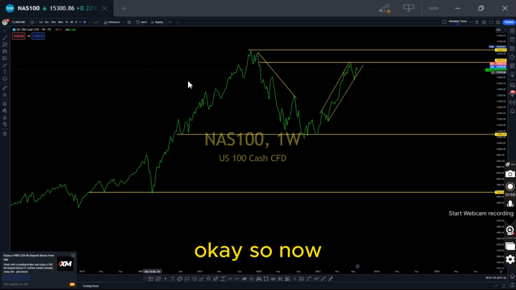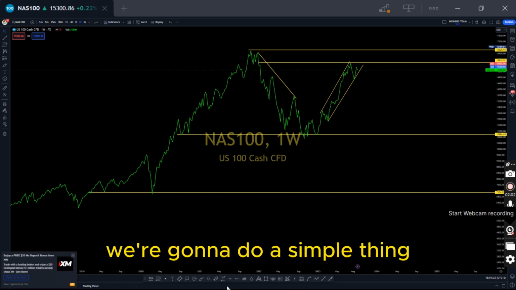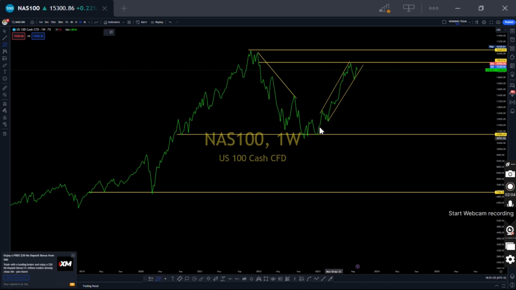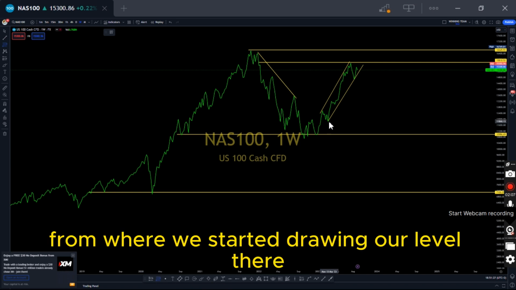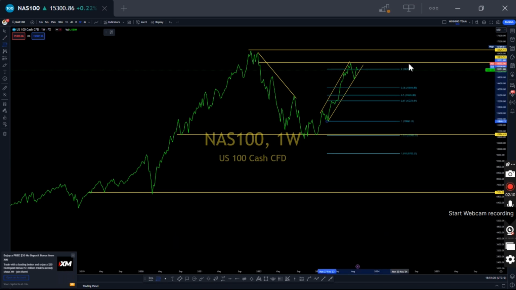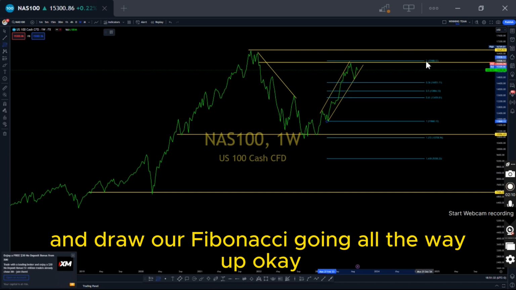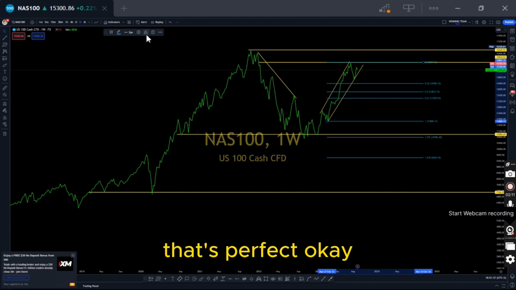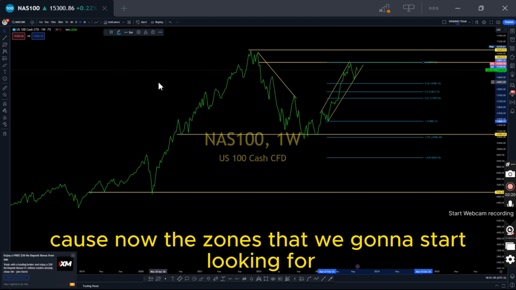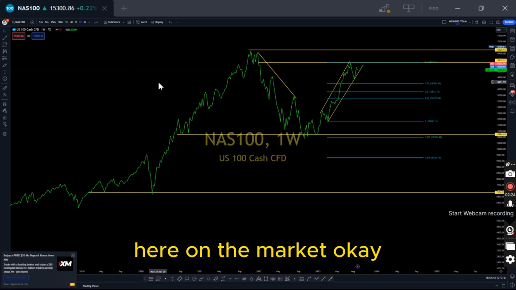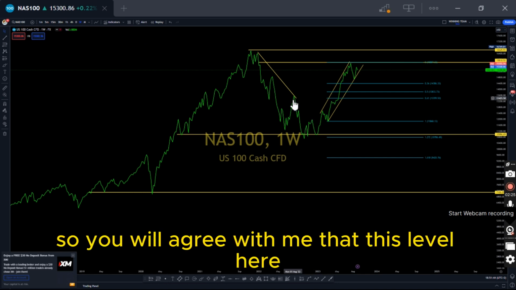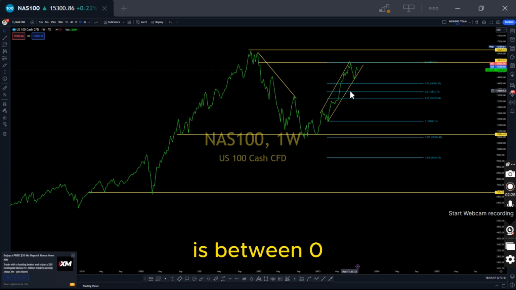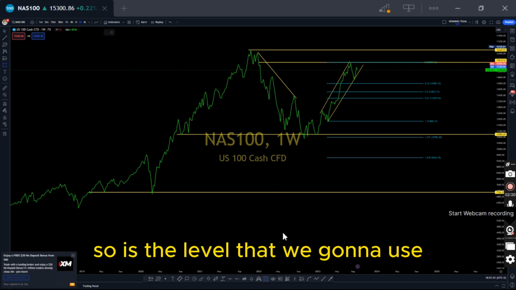Okay, so now we're going to do a simple thing. We're going to take our Fibonacci from where we started drawing our level there and draw our Fibonacci going all the way up to the high. That's perfect, okay? Because now there are zones that we're going to start looking for here on the market. So you will agree with me that this level here is between 0.5 and 0.61, okay? So it's the level that we're going to use.